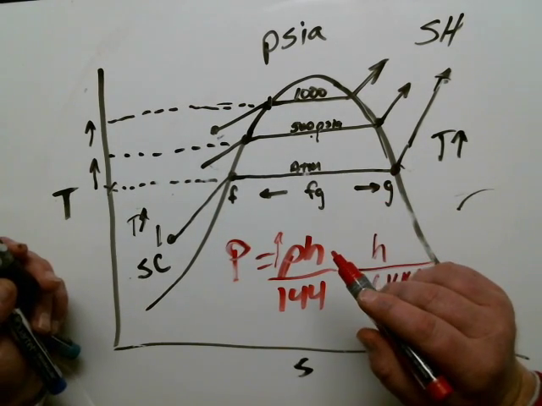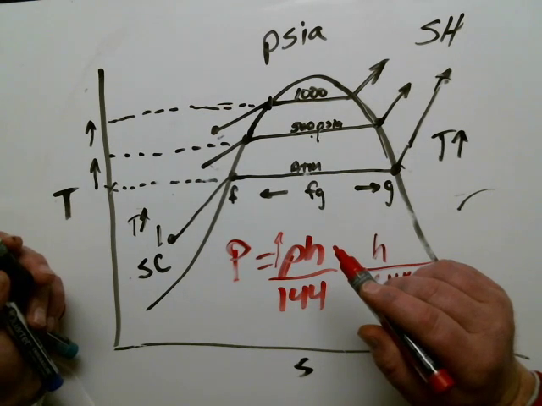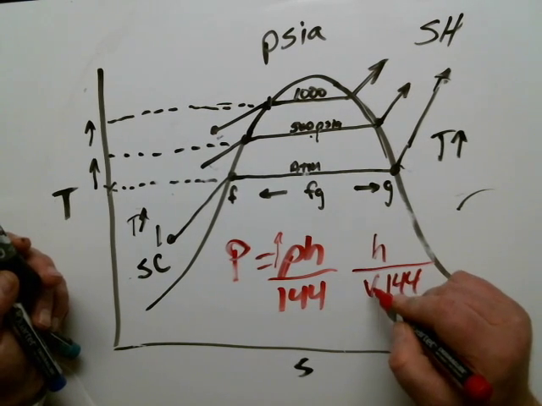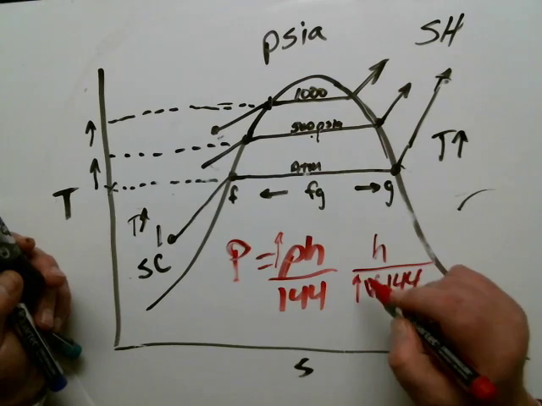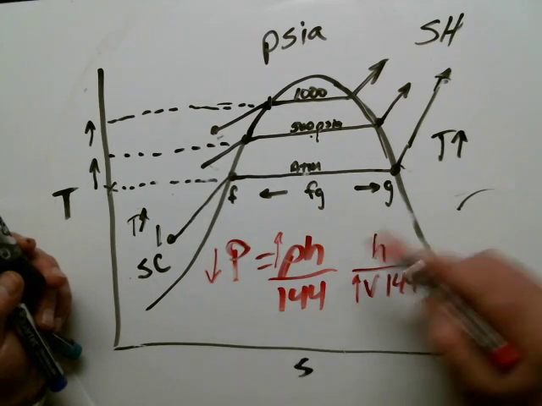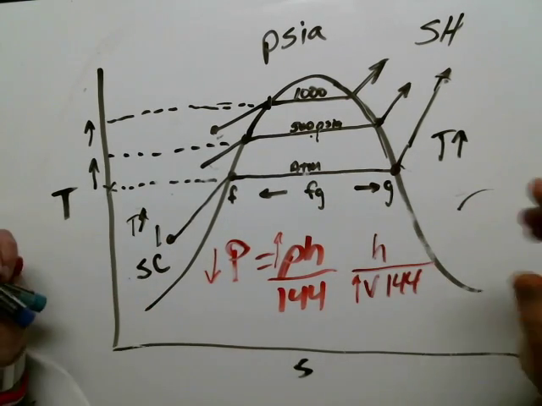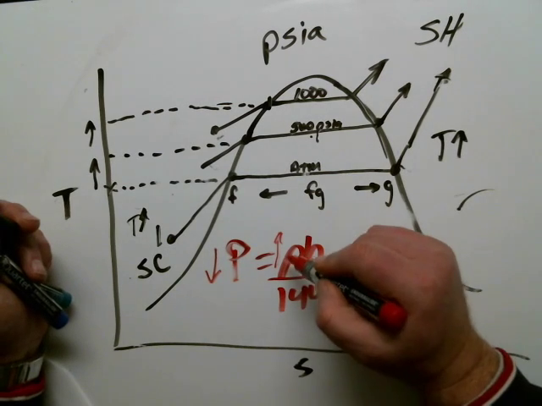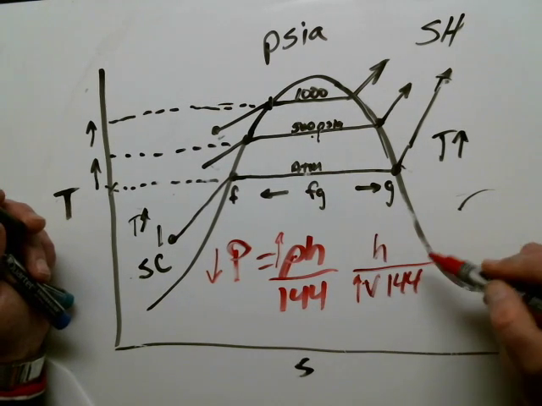You're packing more mass into the same volume. Well, what if I increase the volume? Well, increasing the volume would result in pressure coming down. You're allowing something to expand. It's getting less dense. Remember, density and specific volume are the inverse of one another.